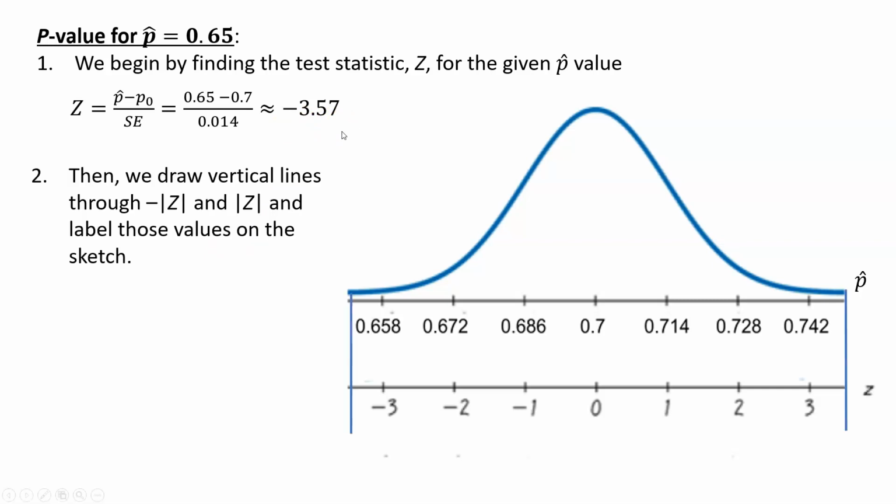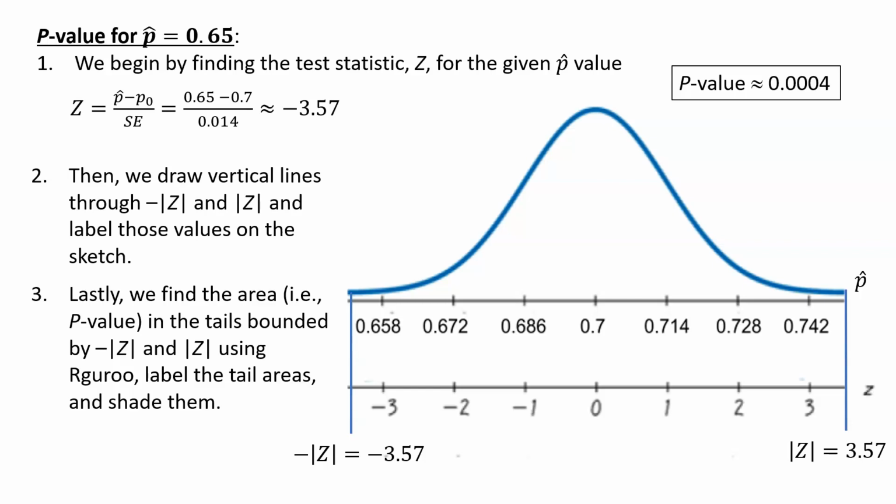So again, on the null distribution sketch, I draw vertical lines through negative absolute value of z and absolute value of z. I label those values on the sketch, and you can see I've gone ahead and done so using the absolute value notation again. And then the next thing that I do is I go to our guru and I find the area that is the p-value in the tails bounded by those vertical lines.